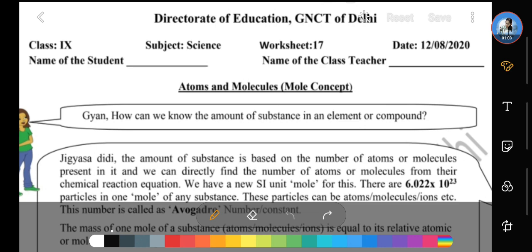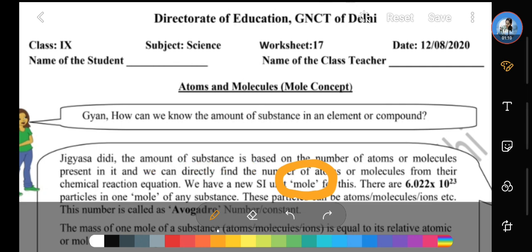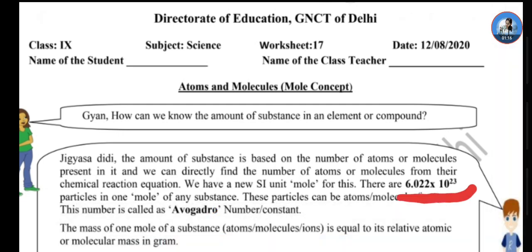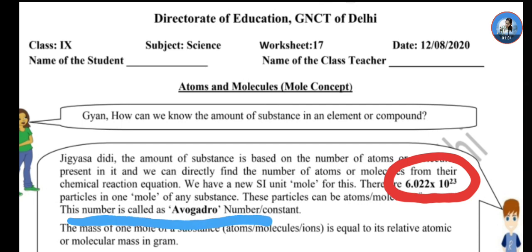What is the SI unit for amount of substance? That is mole. And students, how many particles are present in 1 mole? This is 6.022 into 10 raised to power 23. And this amount is fixed. It does not change. It is a constant value, students, and this constant is known as the Avogadro constant.